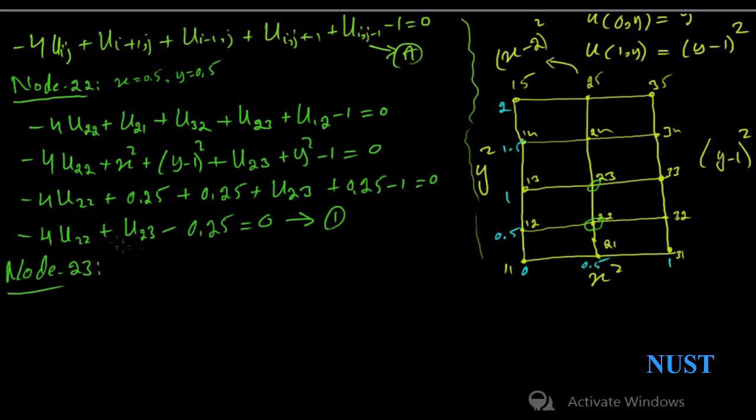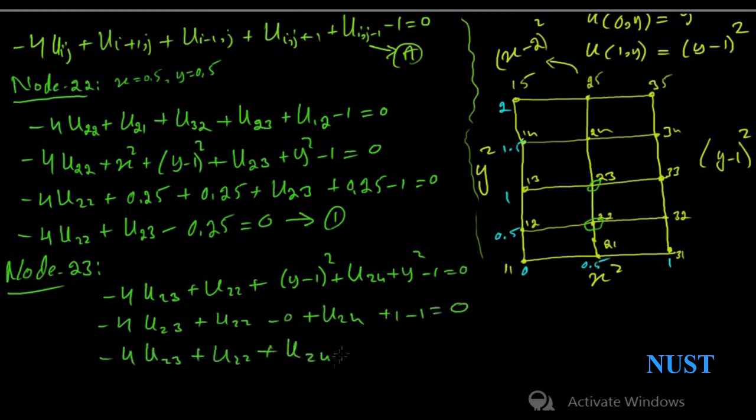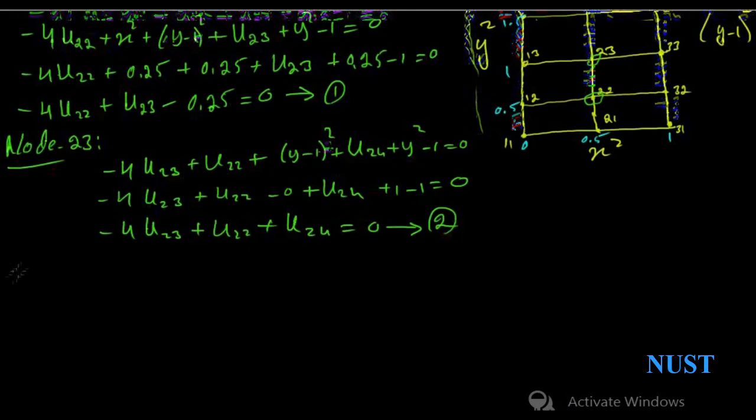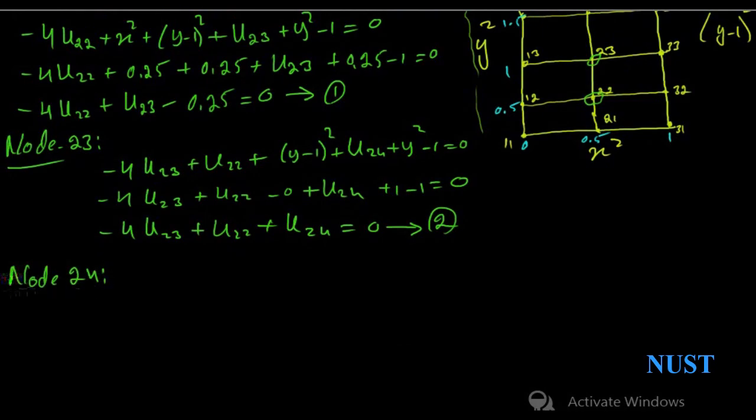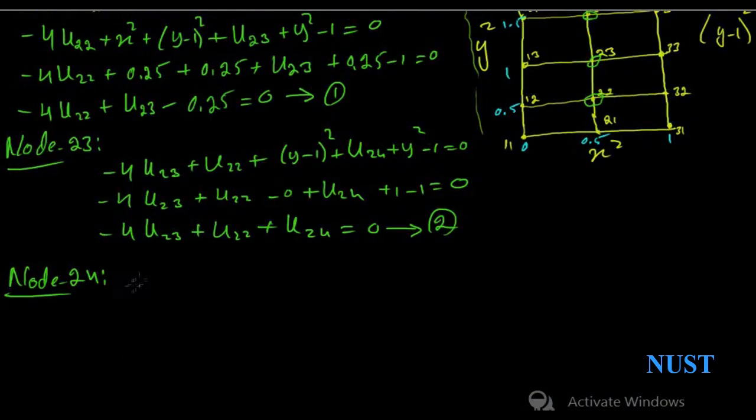Node 23 at x equal to 0.5 and y equal to 1. Node 24 at x equal to 0.5 and y equal to 1.5.